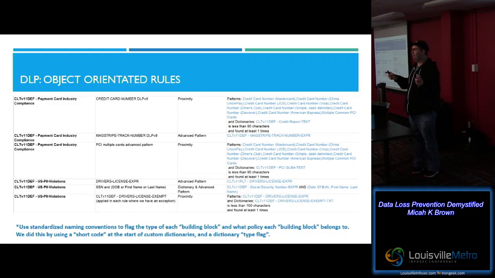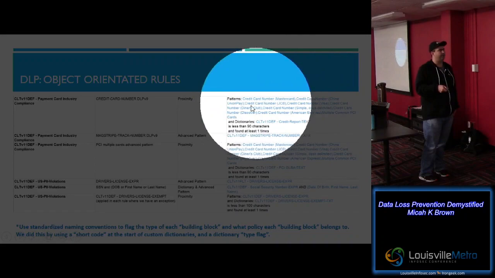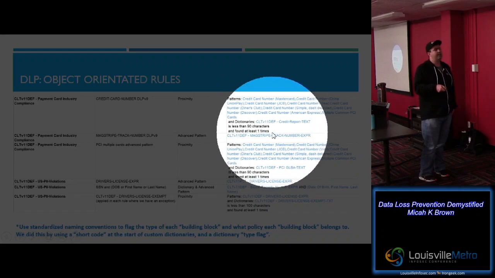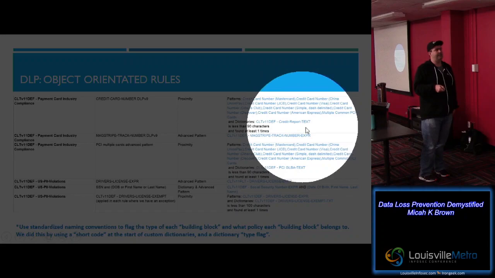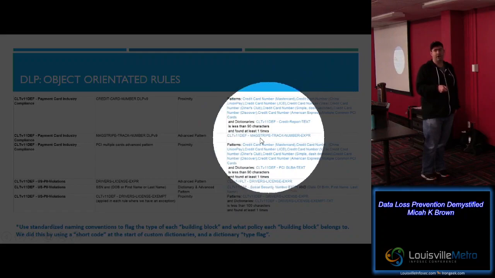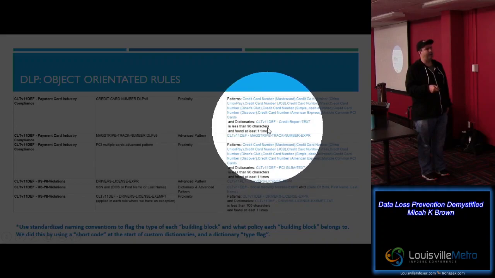And then the rightmost column is the rule itself. The words in blue are the actual configuration items that we're looking for. In the top one there, we're looking for our credit card number. We have a bunch of pre-built regular expression dictionaries, patterns that we're looking for, plus a dictionary. And by the way, when I'm building dictionaries, if they're a text dictionary, I append TEXT to the end. If they're a regular expression, I append EXPR. Once again, that's just a little labeling hint to help my analysts and engineers know exactly what we're looking for. And they're found within 90 characters of each other at least one point in time.